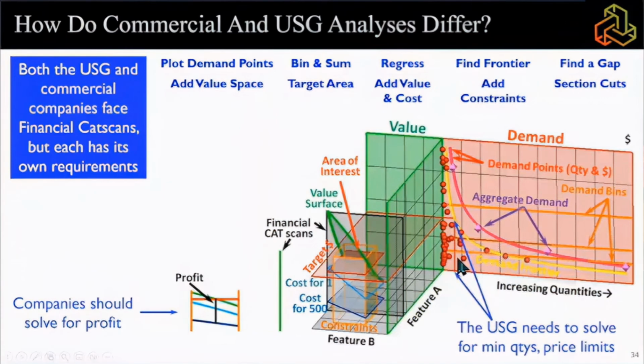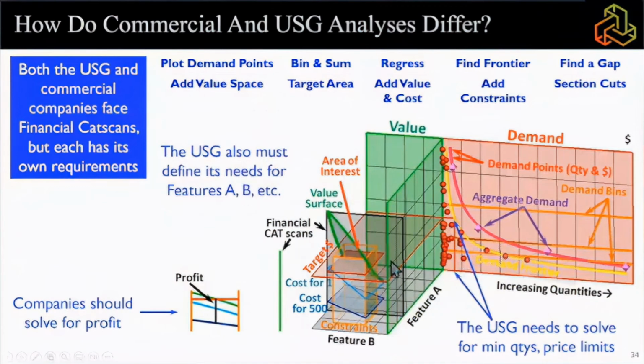But also, very critically, what the government needs to be able to do is define the needs that you have for feature A. In this case, what we've done by doing the section cut, we've come over here and we solve for feature A, and we solve for feature B.